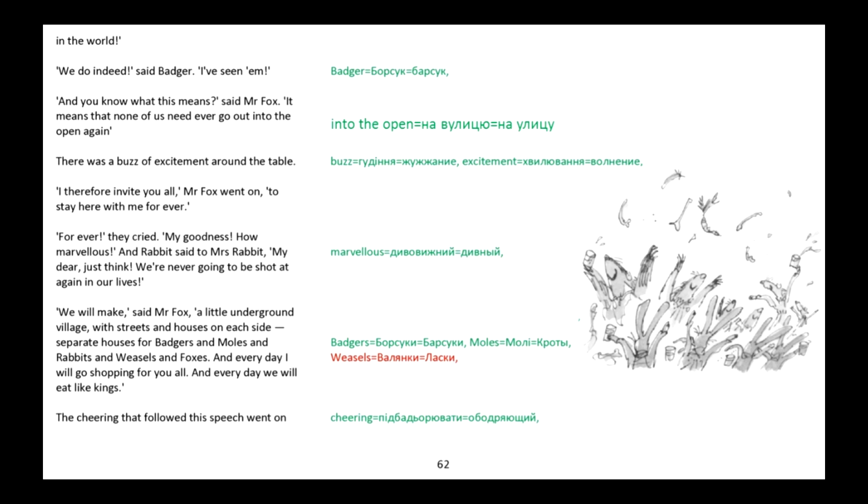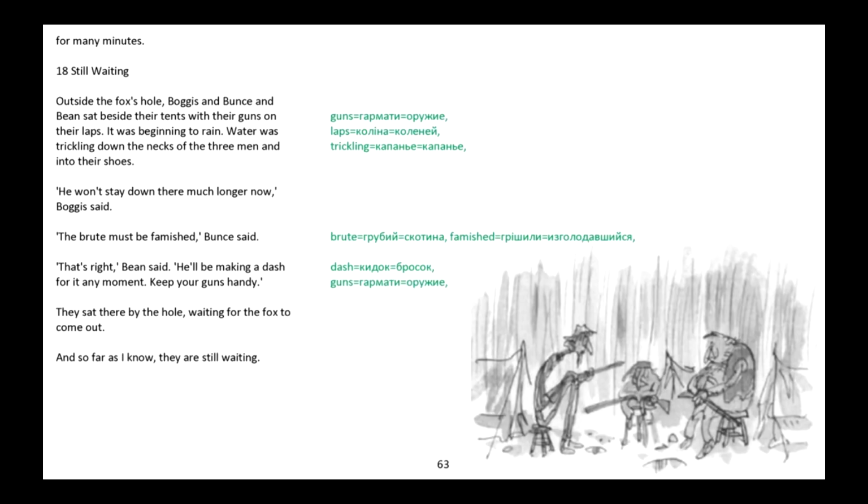And Rabbit said to Mrs. Rabbit, "My dear, just think, we're never going to be shot at again in our lives." "We will make," said Mr. Fox, "a little underground village with streets and houses on each side, separate houses for badgers and moles and rabbits and weasels and foxes. And every day I will go shopping for you all. And every day we will eat like kings." The cheering that followed this speech went on for many minutes.